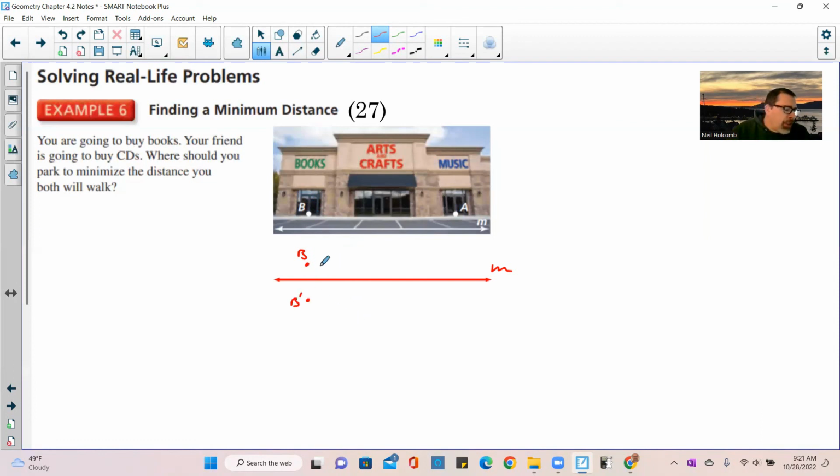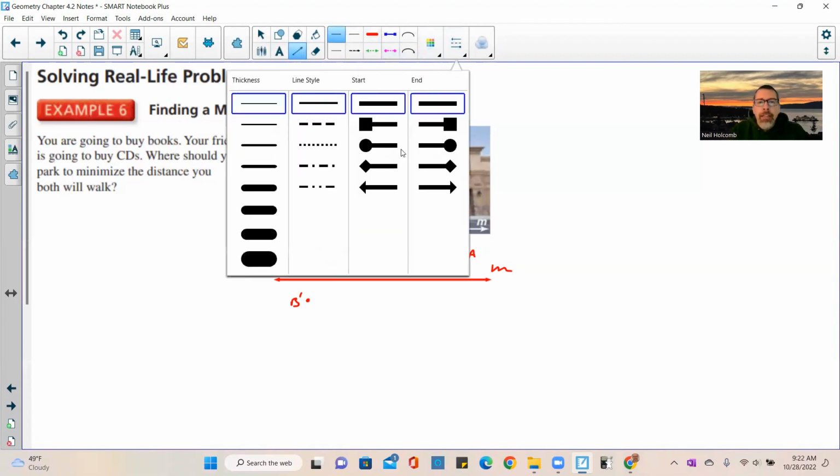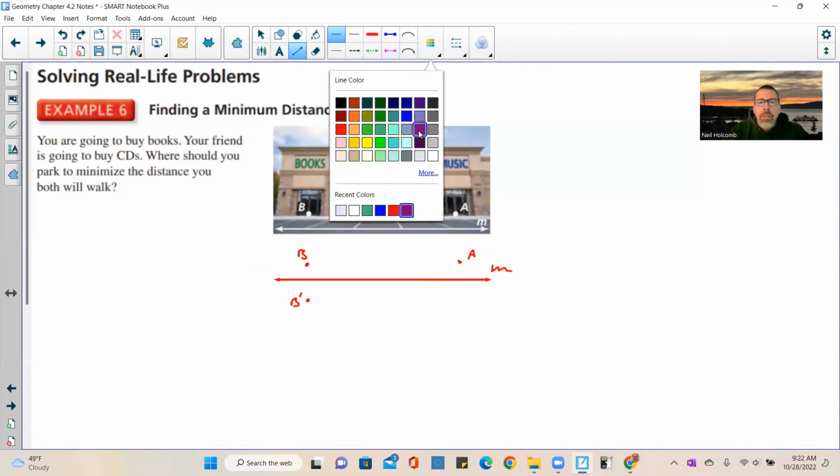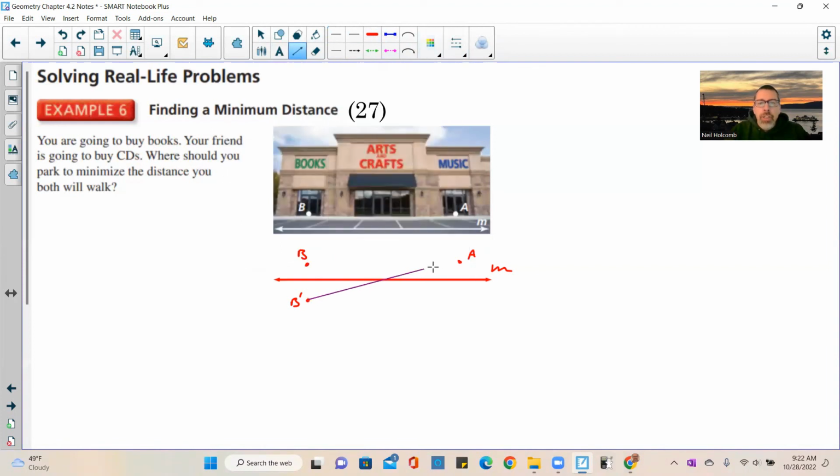Okay, so that's the first thing you want to do. Now you want to draw, and A is right here, by the way. Here's the music store. So A is the music store, B is the bookstore door, and you park somewhere in between them. And so reflecting B across here to B prime, then we can draw a line segment from A to B prime, which is right here. So that is a line segment AB prime. And the shortest distance between 2 points is a straight line.